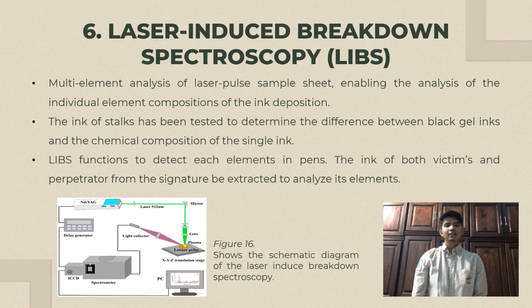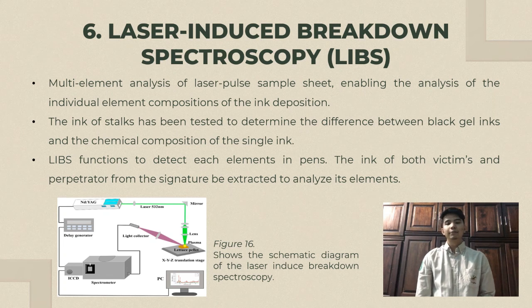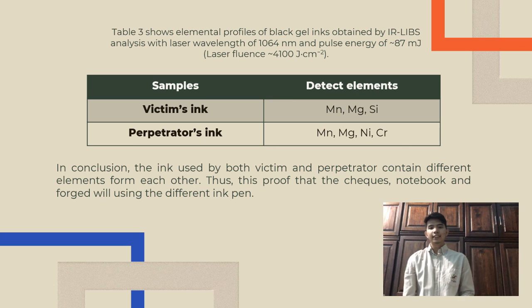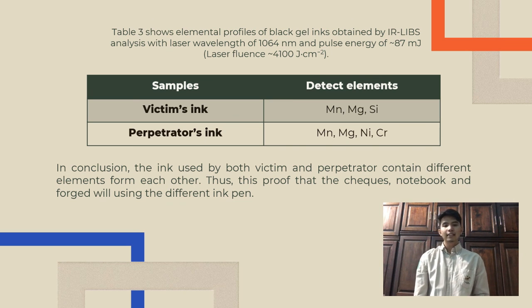The last analysis is LIBS, a multi-element analysis using laser pulses on samples, enabling the analysis of the individual element composition of the ink deposition. The ink has been tested to determine the difference between black gel inks and the chemical composition of the single ink. This technique is used to detect each element in the pen. The ink from both victim and suspect signatures can be extracted to analyze its elements. The ink used by the victim and the suspect contain different elements from each other. Thus, this proves that the checkbook and the will used different inks.